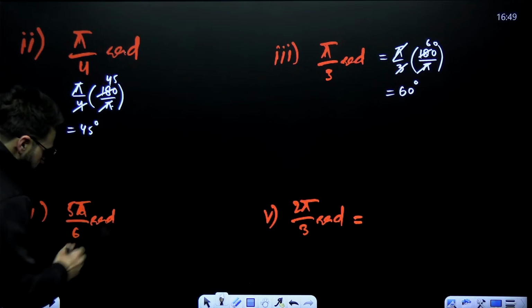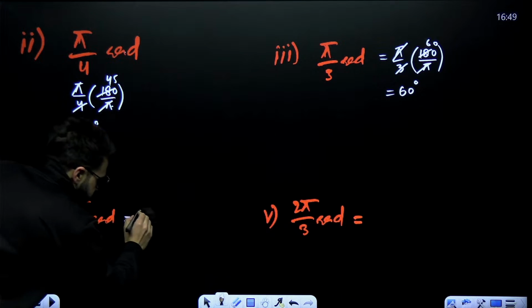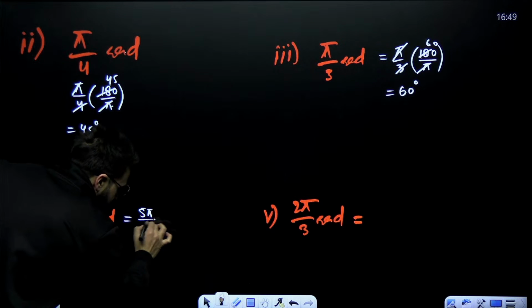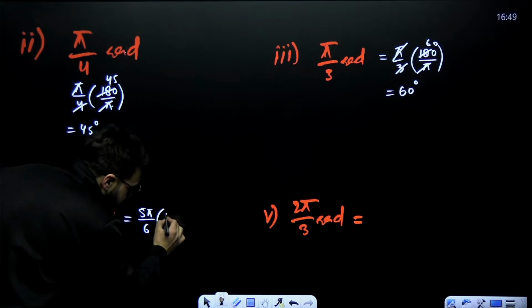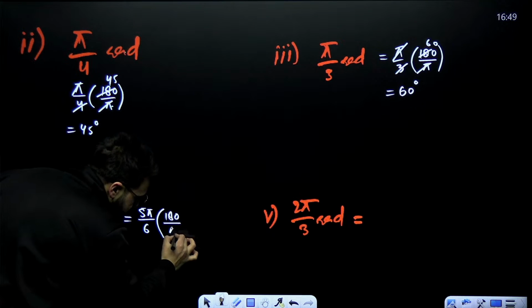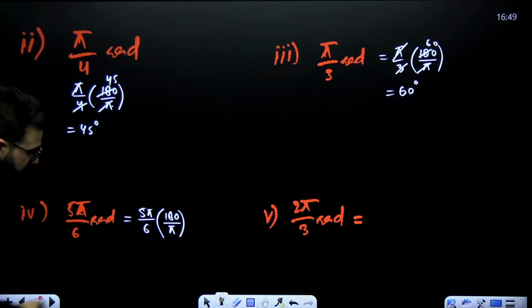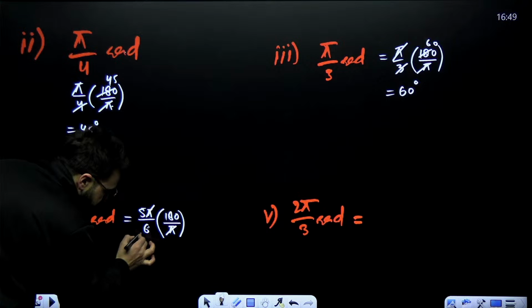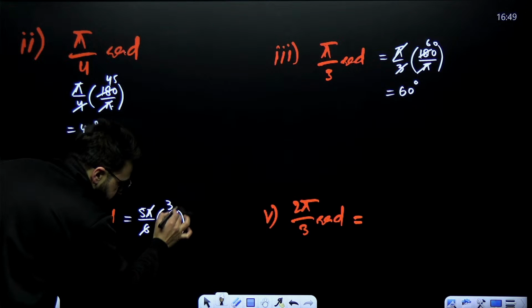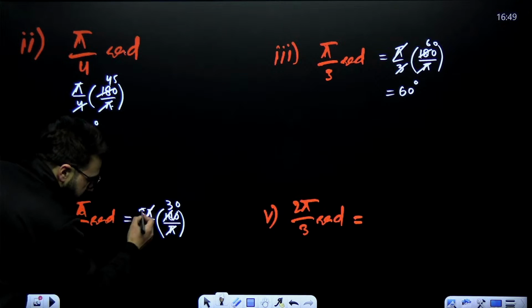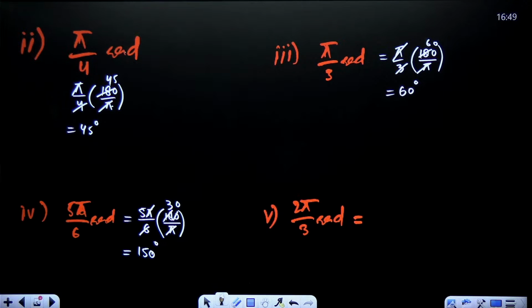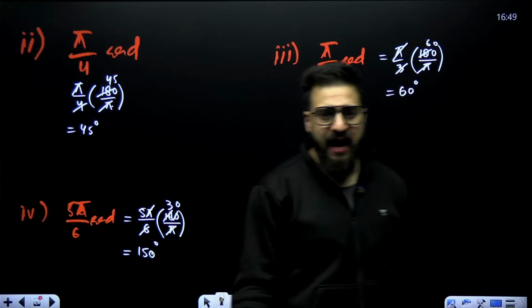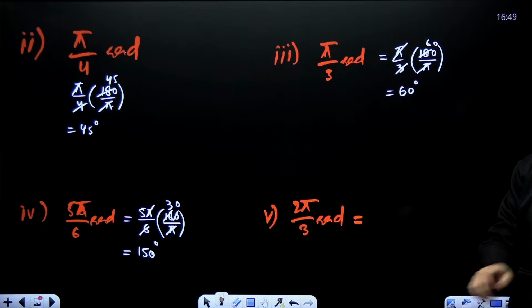Similarly, guys, in this case, I can write 5 pi divided by 6. Instead of this radian, what can I place over here? That will be 180 divided by pi. Now, this pi and this pi will cancel. 6 ones are 6, 6 threes are 18, 6 zeros are 0. Now, this will be 5 threes are 15, 5 zeros are 0, so 150. So, 5 pi by 6 radians is equal to 150 degrees. As simple as that.